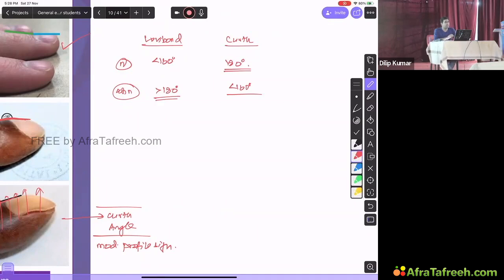Angle between proximal nail bed and the nail itself is Lovibond angle. Angle between the middle and the distal phalanx is called Curth angle.